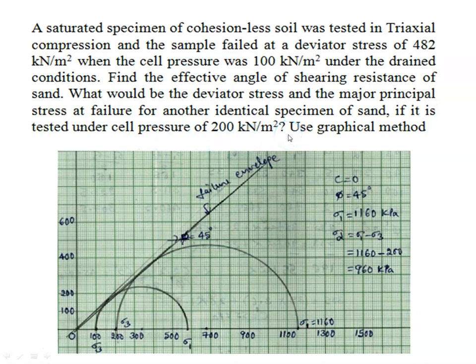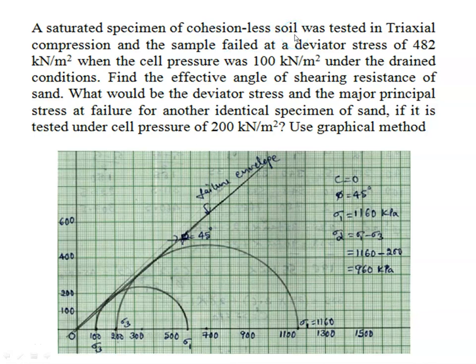Use graphical method. If it is mentioned or not, we have to use graphical method only. We can find the solution using analytical equations also, but for the examination purpose, we have to use only the graphical method. So here, deviator stress is given and its corresponding cell pressure is given. Again it is mentioned that the soil is cohesionless soil. So C equal to 0.